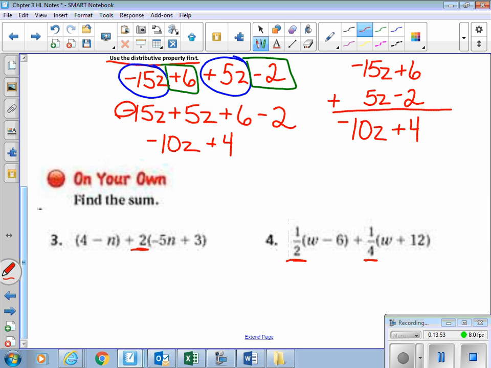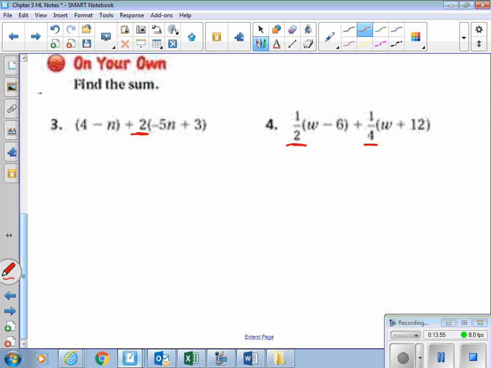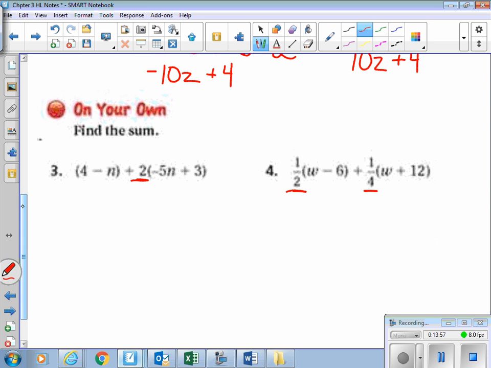Okay, for number 3, I need to distribute my 2. Positive 2 times negative 5n. Different signs give me a negative 10n. Positive 2 times positive 3 gives me a positive 6. I can then bring down the rest of my expression. 4 minus n, and I have a minus 10n and a plus 6.